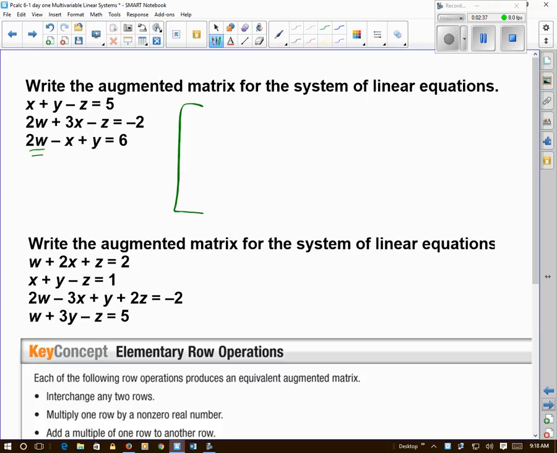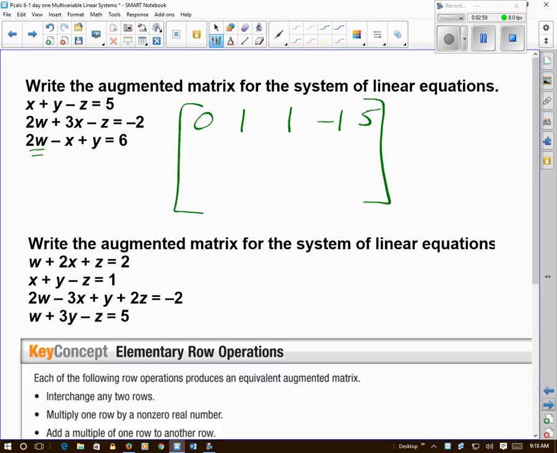So using alphabetical order, going w, x, y, z. For the first equation, we don't have any w, so we would put a 0 for that. A 1 for the coefficient of the x, the coefficient of the y, and for the coefficient of the z, we need a negative 1 there. And then what's on the right side of the equal sign, so 5.